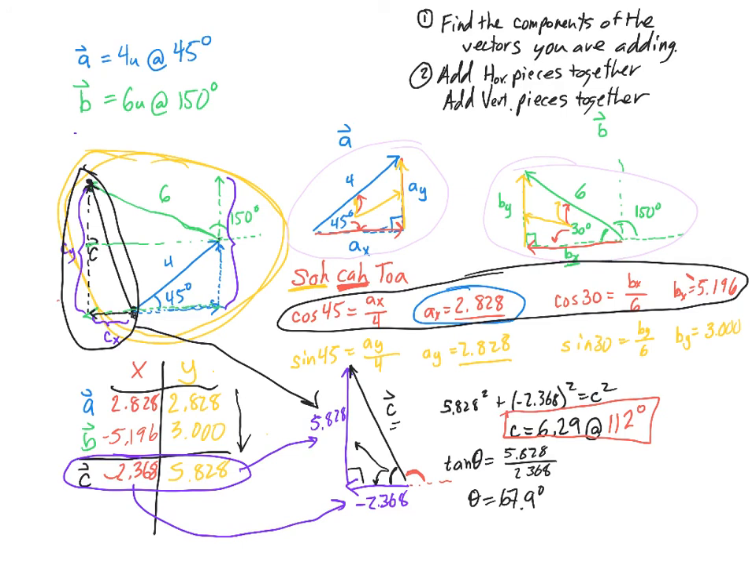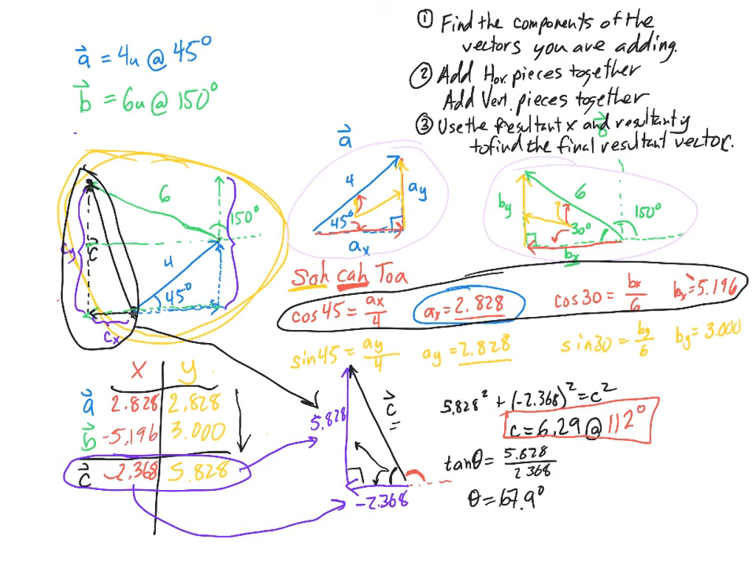And that's it. So notice we did step number 1, find the components of the vector you're using. Step number 2, add the horizontal pieces together, add the vertical pieces together. And then step 3, use the resultant x and resultant y to find the final resultant vector. And that's it. Those are our 3 steps.